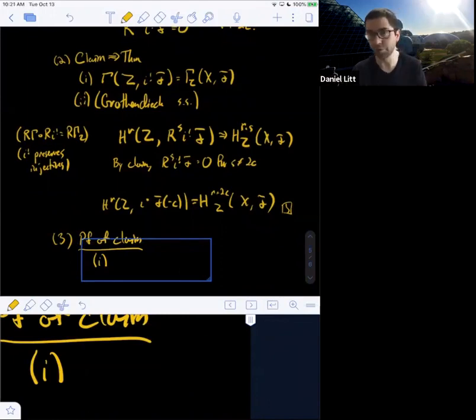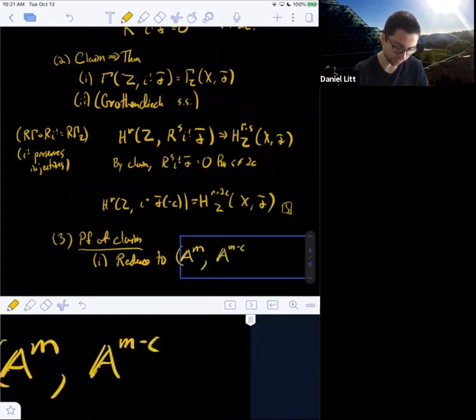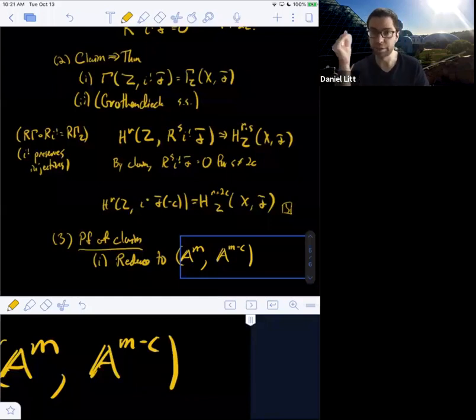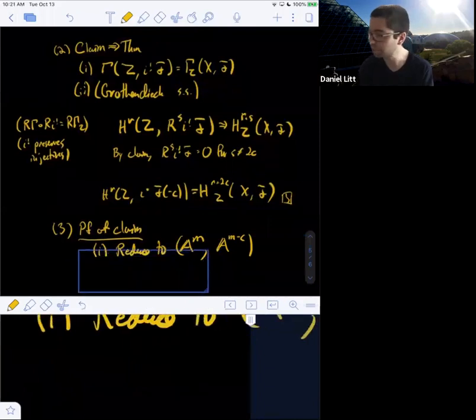So I claim one can reduce it to a very special situation. You can reduce to the case of the pair A^m and A^{m-c} embedded in it as one of the coordinate hyperplanes. So this reduction is a form of the structure theorem for smooth morphisms. What the claim is: not only is a smooth thing étale locally affine space, a smooth pair is étale locally affine space with one of the coordinate hyperplanes. And the proof is just the same as the proof of the structure theorem for smooth morphisms.